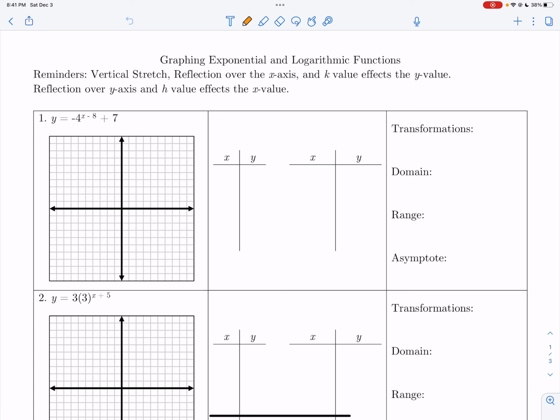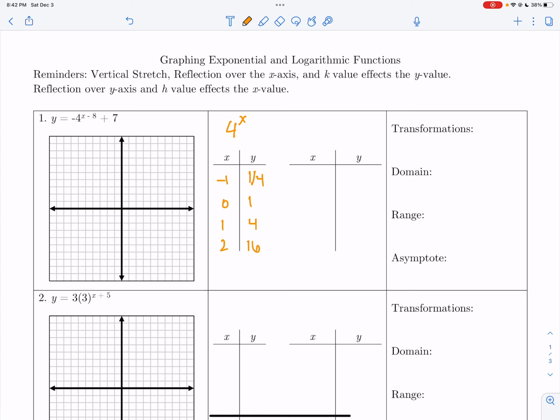So I have my first table of values, which is going to be 4 to the x. And I'm just going to pick a couple of points, usually -1, 0, 1, and 2. These are going to be my reference points. So 4 to the -1 is 1/4, 1, 4, 16.